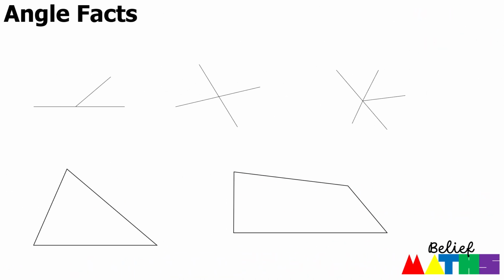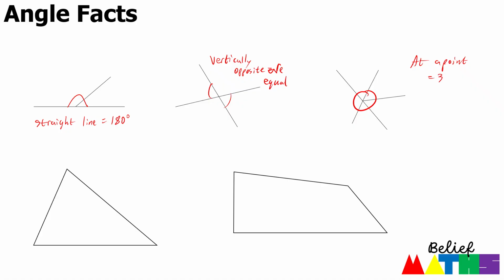Now, angle facts, there's lots of different ways they can ask these. This is just a reminder of the key facts. This is a straight line, and that equals 180. If you've got an x, these are vertically opposite, and they're equal. This is around a point. So at a point, or a full circle, is 360.